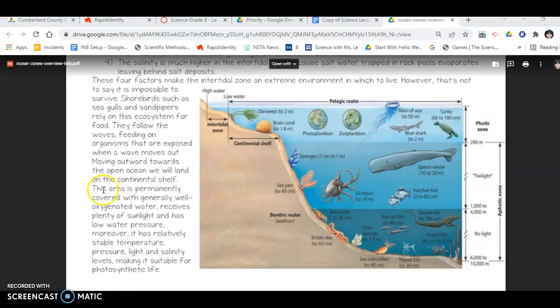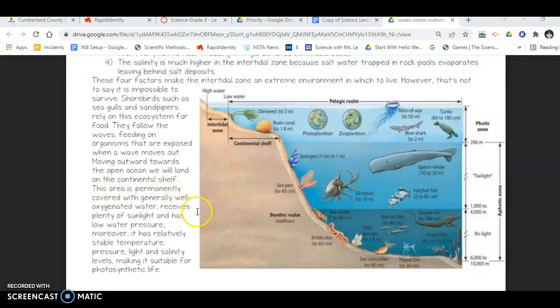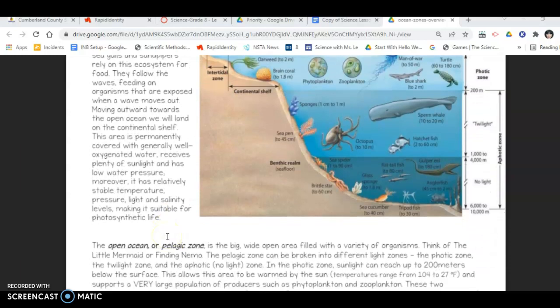I lost it. Okay. This area is permanently covered with generally well-oxygenated water. It receives plenty of sunlight and has low pressure, lots of sunlight. It has relatively stable temperature, pressure, light, and salinity levels, making it suitable for photosynthetic life.